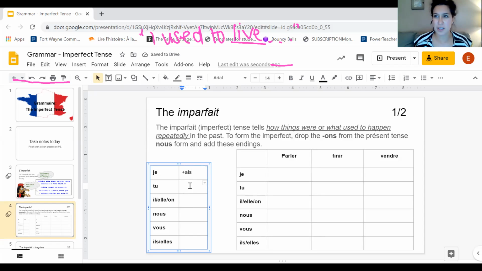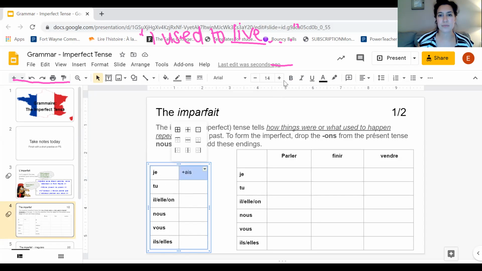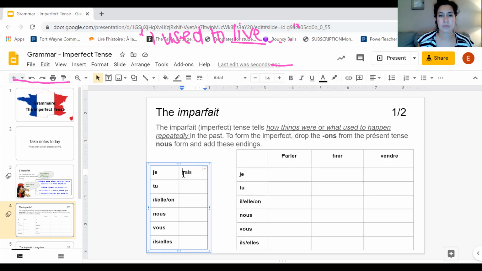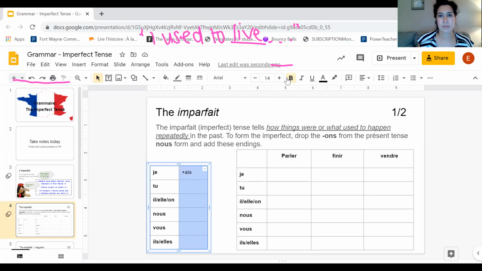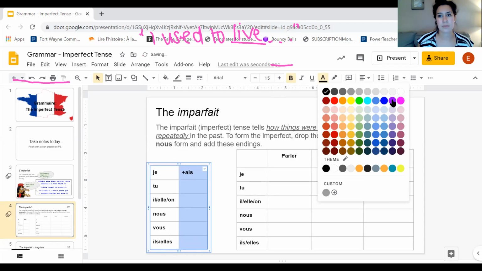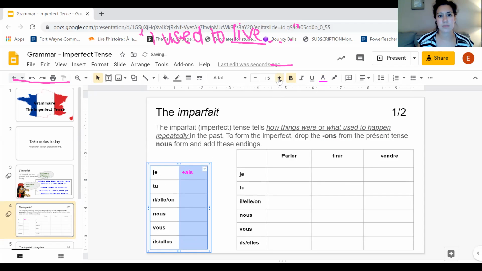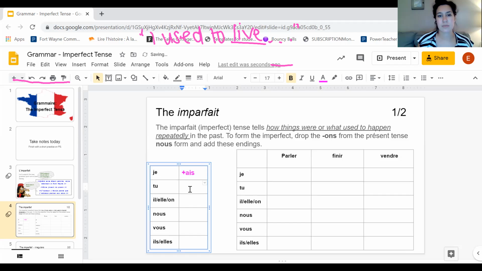Okay, so I want you to think about tu, il, elle, on. I don't think we've done nous, vous, or ils, elles, so that's okay if you don't get those ones. But what do you think the endings are for tu, il, elle, on? Okay, so for tu as well, it is AIS. For il, elle, on, what do you think?